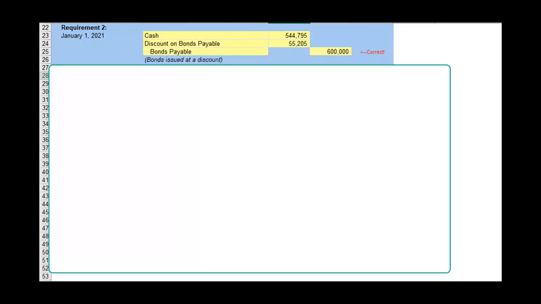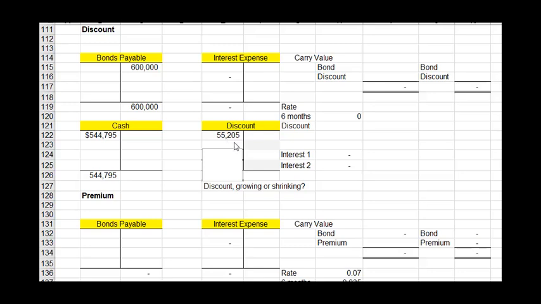Let's take a look at the T account. Here is our discount balance, $55,205. Note, this is a debit balance. Discount is a contra payable. Together, these are going to calculate our carrying value. Our bond is $600,000. Our discount is $55,205. Our carrying value of the bond is the same amount as the cash that we received here.